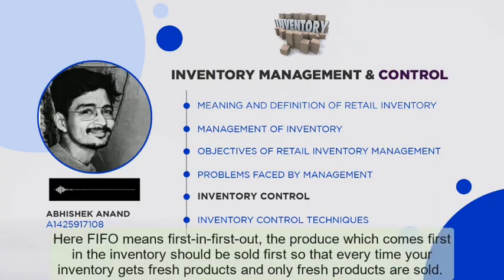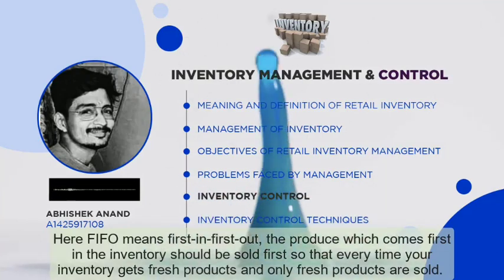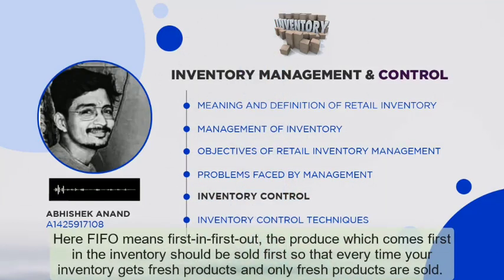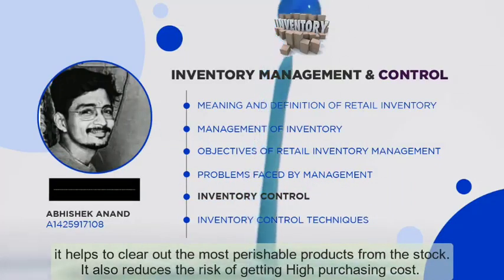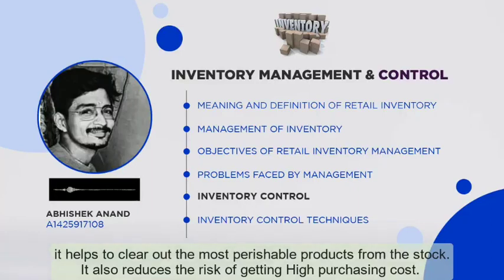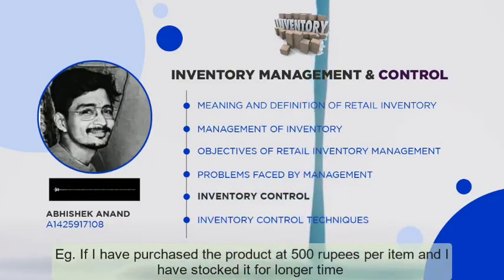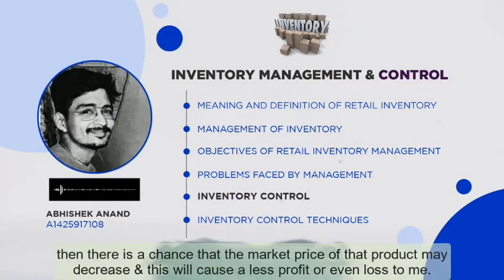Here FIFO means first in, first out. The product which comes first in the inventory should be sold first, so that every time our inventory gets fresh products and only fresh products are sold. It helps to clear out the most perishable products or items from the stock. It also reduces the risk of a high purchasing cost. For example, if I have purchased a product at 500 rupees each and I have stocked it for a longer time, then there is a chance that the market price of that product may decrease. That will cause me less profit or even a loss.